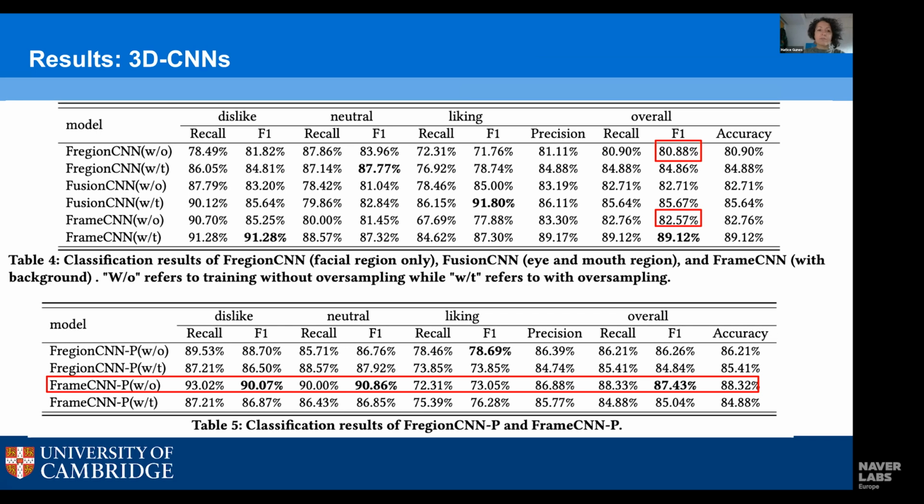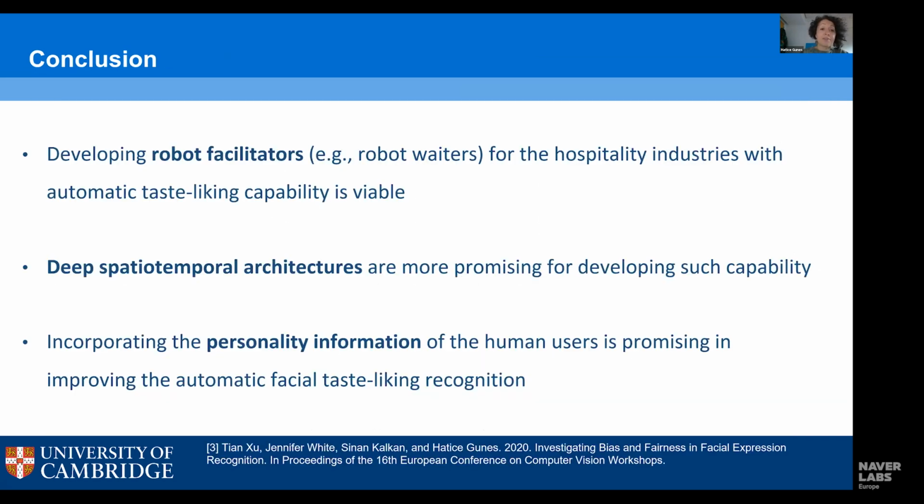So based on this, what we conclude is that developing robot facilitators, and we call facilitator in a generic manner, could be waiters or, depending on what sort of role they can play in hospitality industry, is actually a possibility and we can endow them with automatic taste liking capabilities. And deep spatiotemporal architectures actually are more promising as compared to engineered features. And incorporating the personality information of the human users really helps improve the taste liking recognition, which means actually it can also be used for adaptation as well.